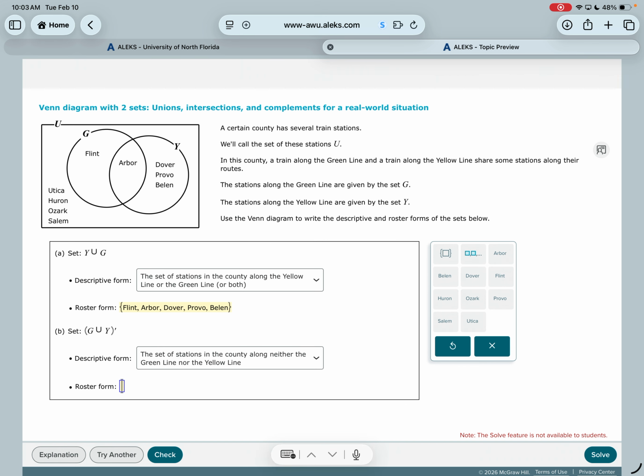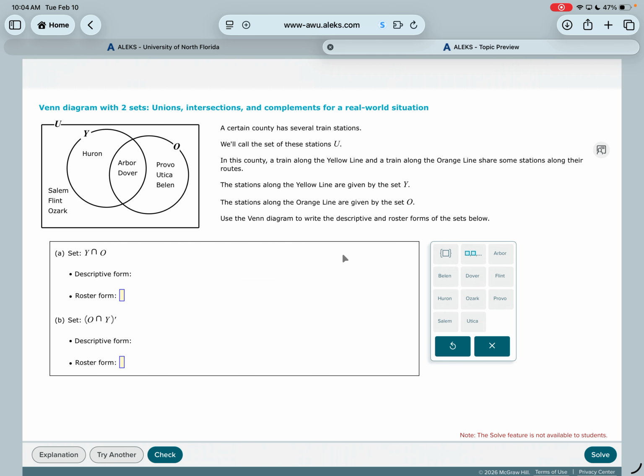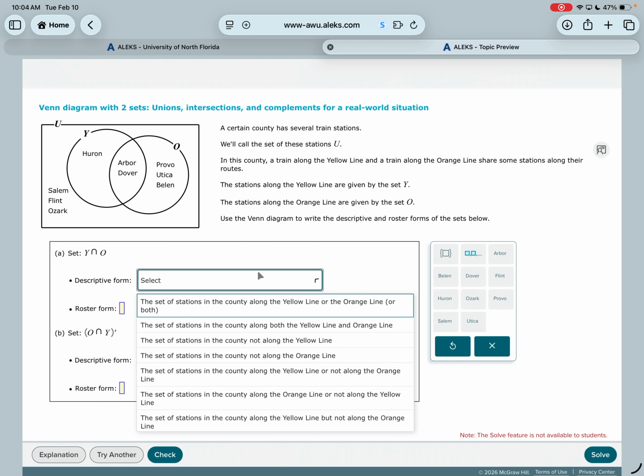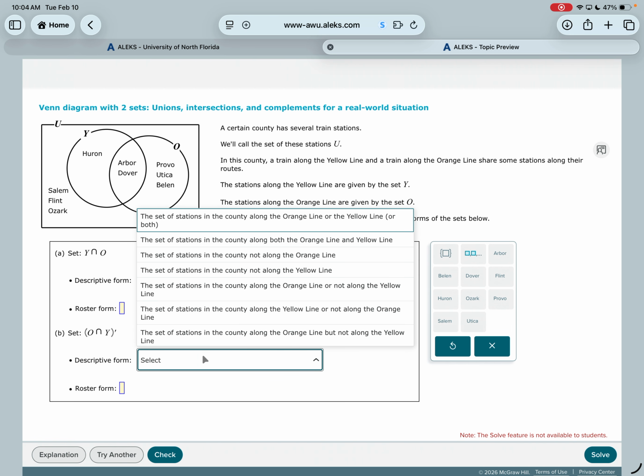And then I'm just going to click solve to get my answer here. Oh, my solve button's not working. It'd be everything outside the circles, right? Let me refresh just to see. If we get the intersection, it would be yellow and orange. So along both, there was one last class.